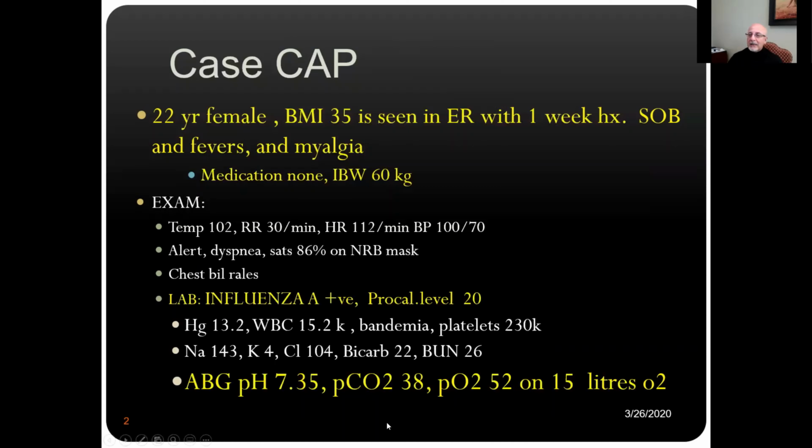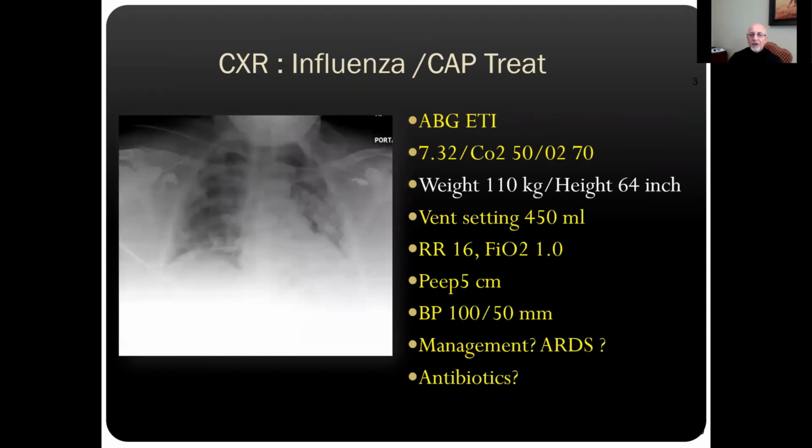Her initial blood gases in the emergency room showed her pH is 7.35, PCO2 is 38, and her PO2 is 52 on 15 liters of oxygen administered via a non-rebreather mask. Her chest X-ray shows diffuse pulmonary infiltrates, and she is intubated in the emergency room soon after the first blood gas. Her blood gases then show a pH of 7.32, PCO2 of 50, and a PO2 of 70 on 100% oxygen.